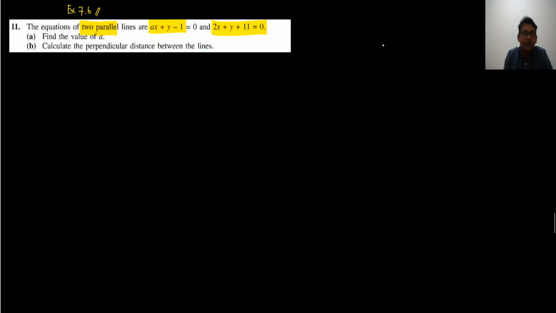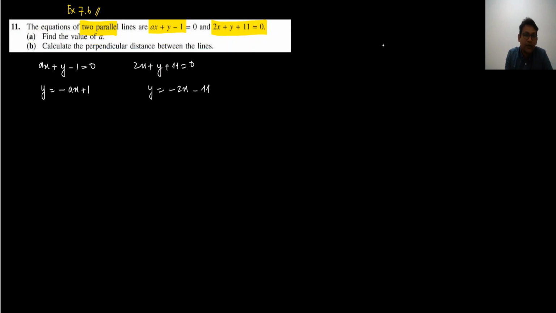So find the value of a, the first part. From the first equation, ax plus y minus 1 equals 0, can we write it in the form y equals mx plus c? Yes, this will be y equals minus ax plus 1. The second equation is 2x plus y plus 11 equals 0, so y equals minus 2x minus 11.